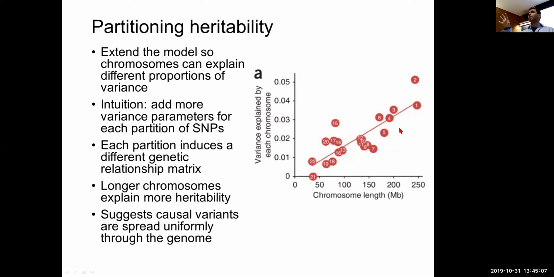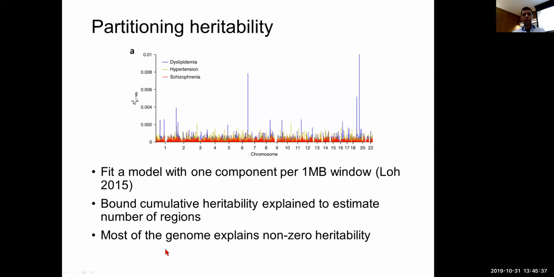Who gets what's happening here? So when I look at relatedness, when I partition heritability, when I look at genotype similarity versus phenotype similarity to get the h squared in between, and I calculate the genetic similarity only on certain portions of the genome, the larger the portion, the more heritability I get. It's quite mind-boggling. And that suggests that causal variants are actually spread uniformly across the genome.